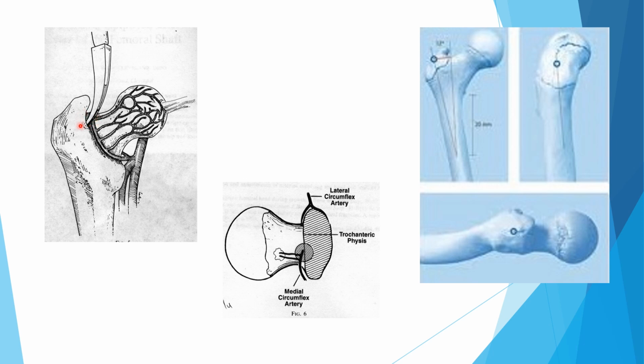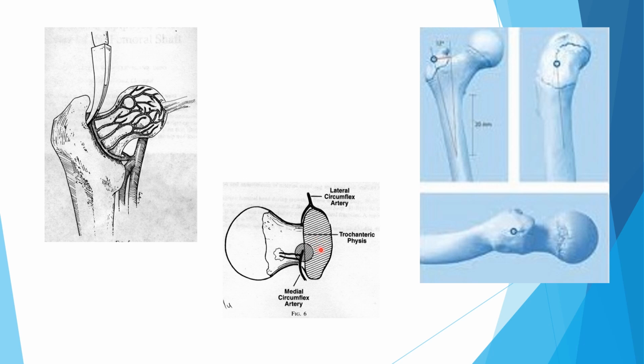So if you go with the piriformis entry, which is in this spot, this is the piriformis. In children, you will come very close to the blood supply. So if you see here the medial circumflex, as we said, after 4 years old, the medial circumflex femoral artery becomes the major blood supply. In kids, the piriformis entry is close to that medial circumflex artery, and using a piriformis entry can result in disruption of the blood supply and major consequence.